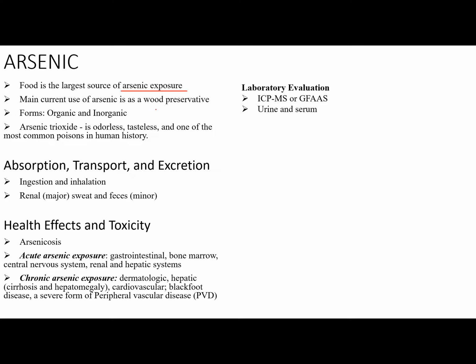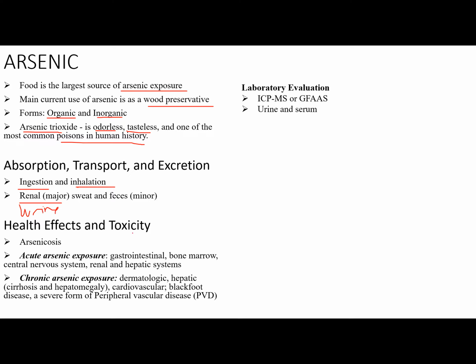The main current use of arsenic, class, is as a wood preservative. Now, there are two forms of arsenic, organic and inorganic. Now, take note, class, that arsenic trioxide is odorless, tasteless, and one of the most common poisons in human history. Absorption, transportation, excretion. It is absorbed via ingestion and inhalation. It is usually transported via the renal pathway. Sweat and feces are how it is excreted. So it could be excreted, class, via the urine, the sweat, and the feces. Major is via the urine.